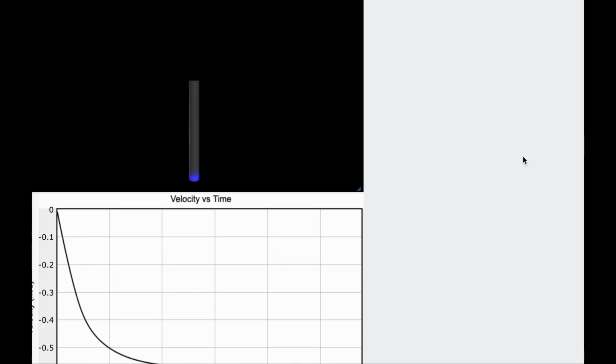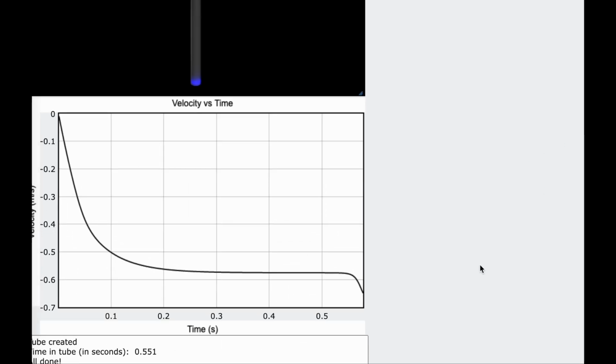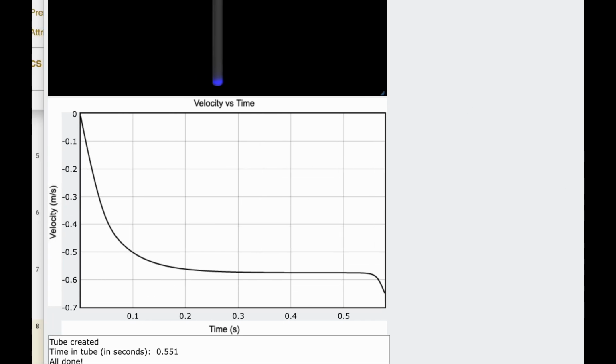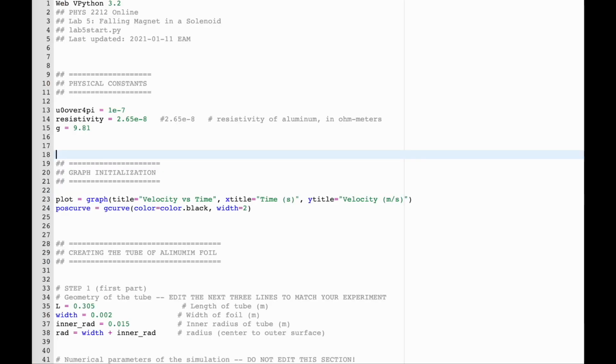Once we run this, it takes a little over half a second for the magnet to go through the tube, and this is what our velocity over time graph looks like. We can observe that as the speed increases, the acceleration decreases and the velocity plateaus. That's because as the speed gets greater and greater, the magnetic force also increases and begins to counteract gravity.